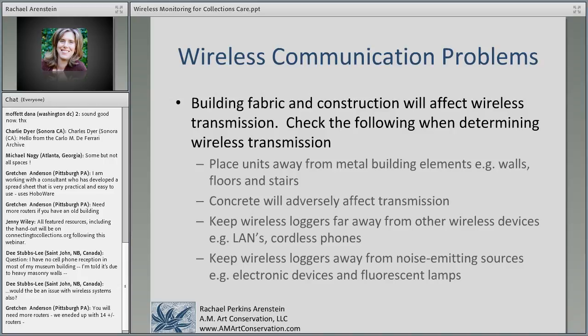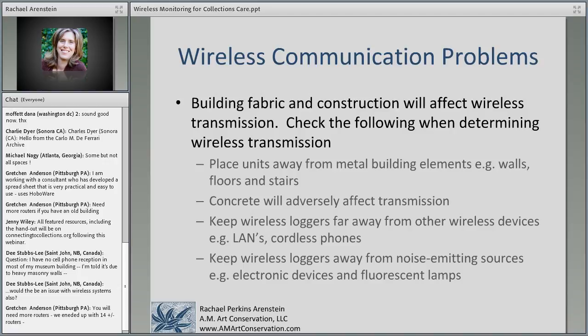And so some of the things that you need to think about are the actual positioning, but just knowing your overall construction may also help determine whether something like this is really, in a practical way, going to work for you. A lot of the vendors recommend that you don't place the units near metal building elements, which would be corrugated walls, floors, metal floors, and staircases. Buildings with concrete construction are going to be a problem.